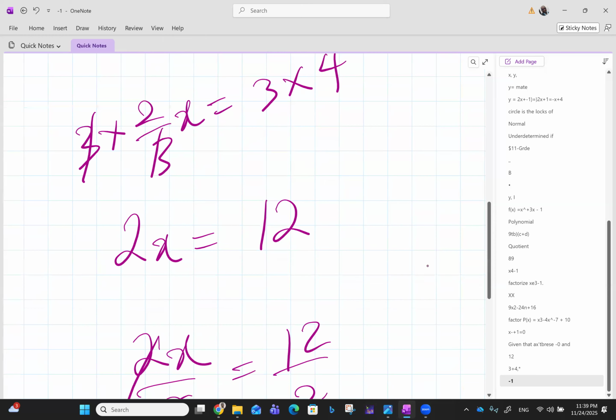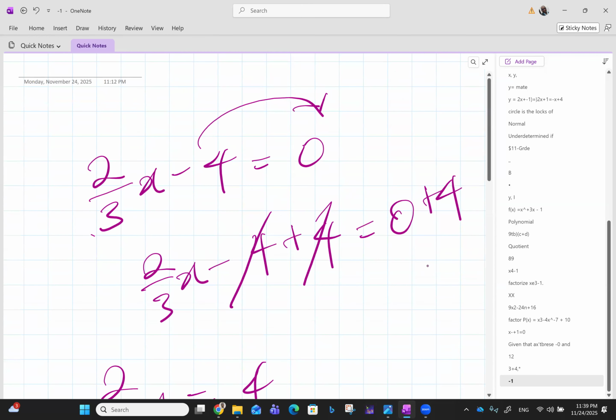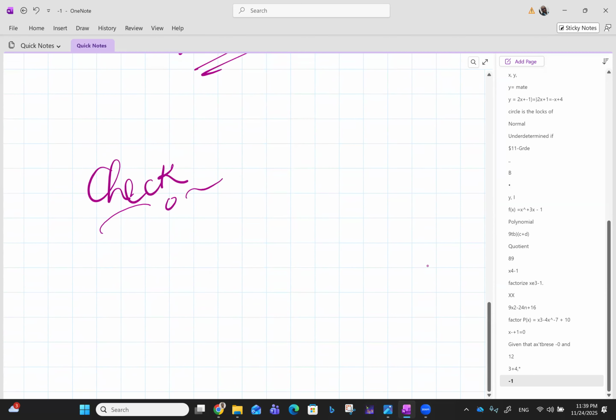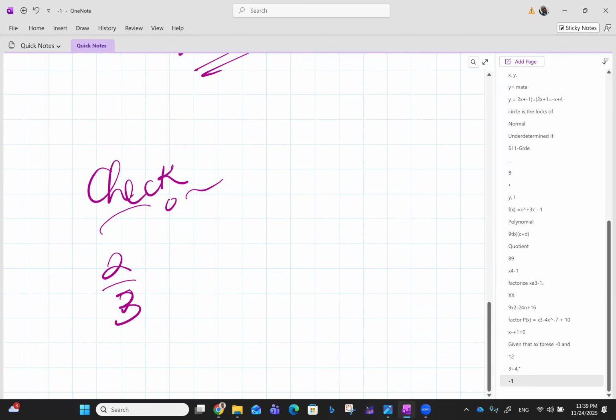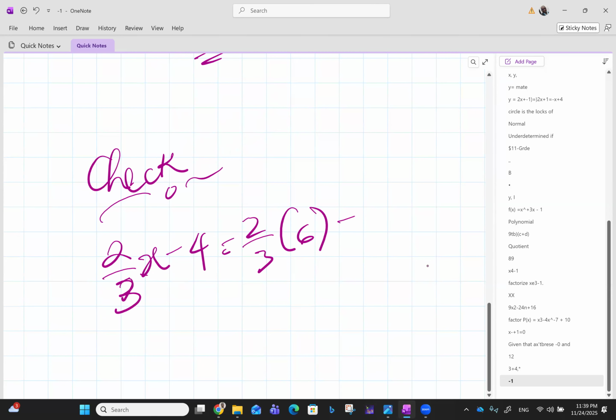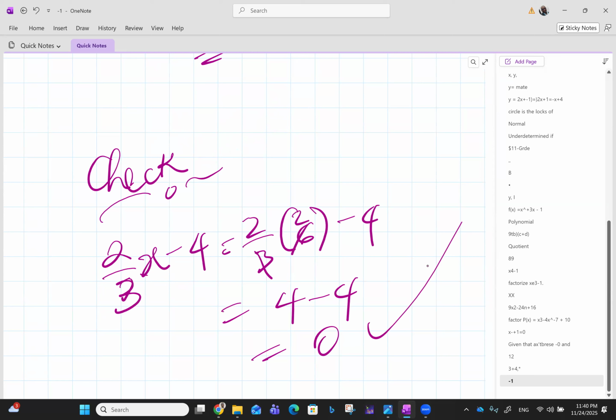You can also check if what you have done is correct. The way to check is to go back to the beginning. You have 2 over 3x minus 4 equals 0. Now put in the 6, so you have 2 over 3 times 6 minus 4. The 3 goes into 6 twice, 2 times 2 is 4, and 4 minus 4 is 0. So this gives you the right answer, and we are good to go.